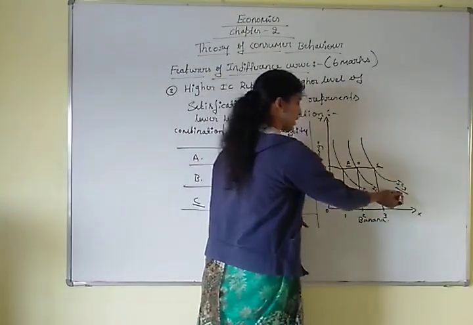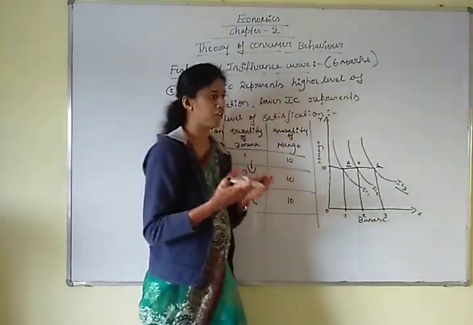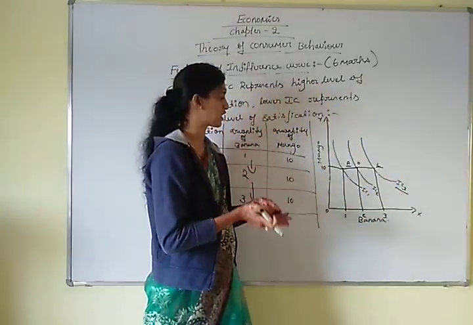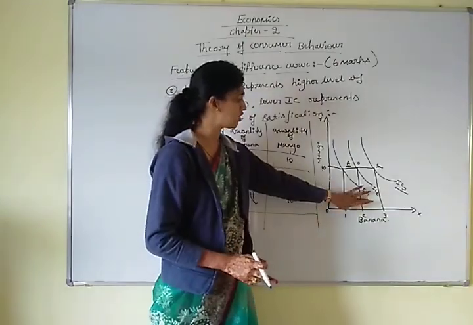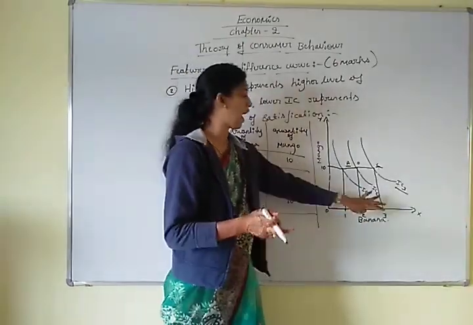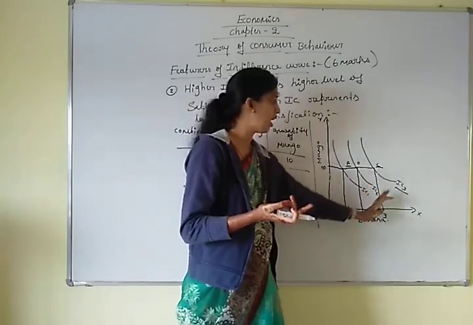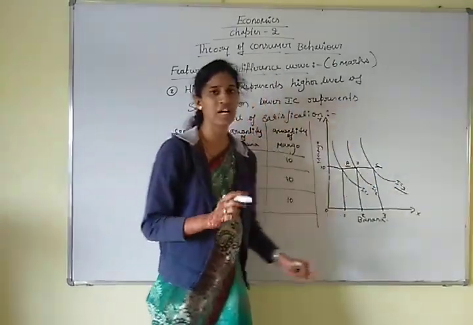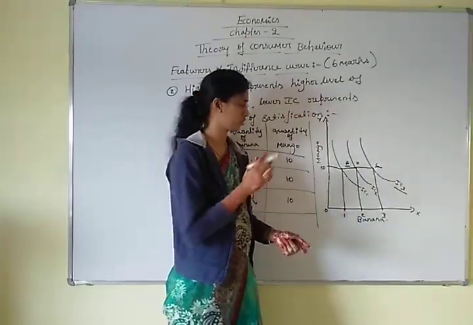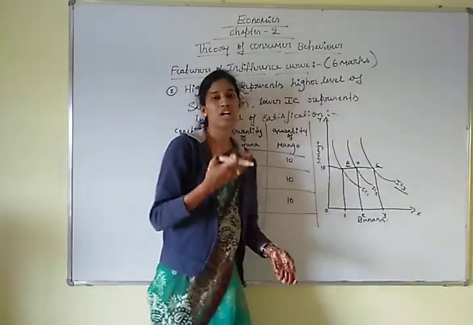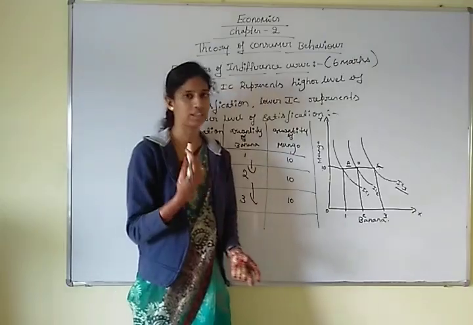So IC3 gives the more level of satisfaction in comparison to IC2 and IC1. IC1 is the lower indifference curve. IC2 is the higher indifference curve in comparison to IC1. Ultimately, IC3 is the higher indifference curve. It gives the more level of satisfaction to the consumer.